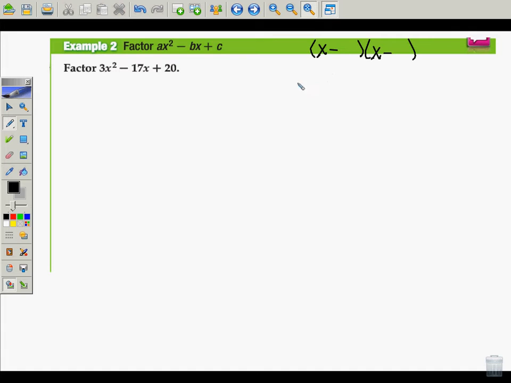Okay? We're not going to use this form. We should just recognize that both middle terms end up being negative when the middle part is negative and the last part is positive. Okay? So remember, we need numbers that add up to equal b and that multiply together to equal a times c, which is 60. So we need factors of 60 that will add up to negative 17.